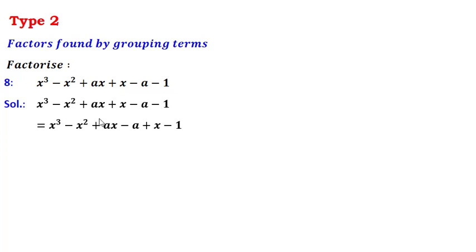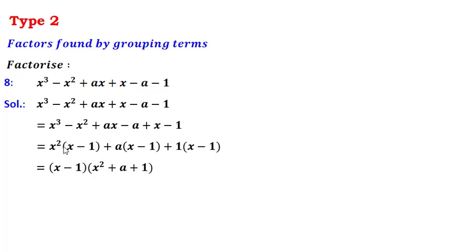Now if I take x square common, in the first bracket I have x minus 1. Here I will take a common, then I have x minus 1, and here already it is x minus 1, so I will take 1 common. Now x minus 1 is common in the 3 terms, so I will take x minus 1 common. Here x square is remaining, here plus a is remaining, here plus 1 is remaining. So (x minus 1) into (x square plus a plus 1) is the required factors.